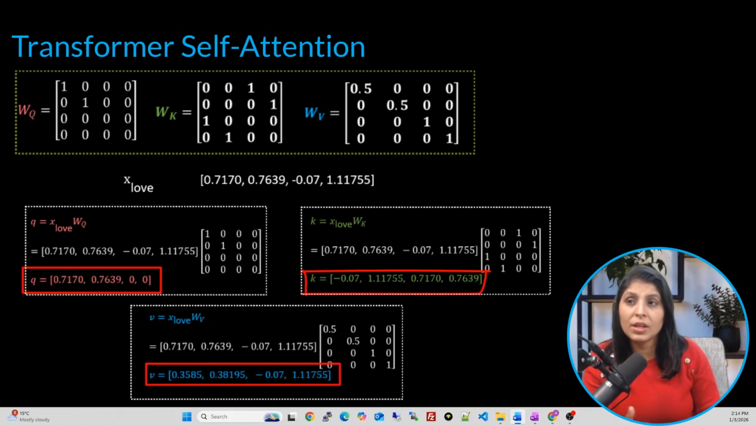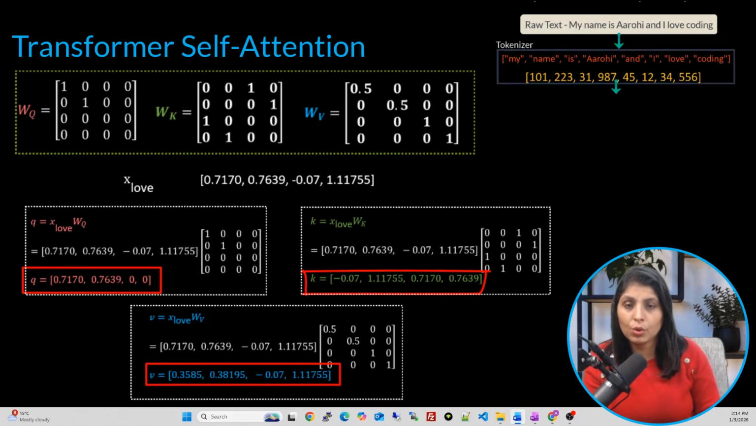I have shown you the example with one token, the token love. This was our input sentence. From this input sentence, we took the token love, and I explained how to calculate query, key and value for the token love. In the same way, you will calculate query, key and value for all the tokens. So this is the query, this is the key, and this is the value for the token love. And this is what we used to calculate this. Today, we will continue from here.